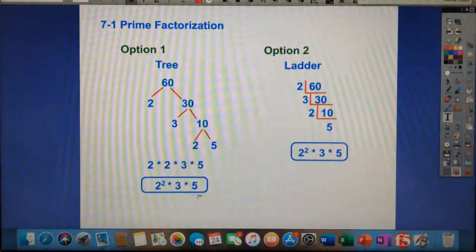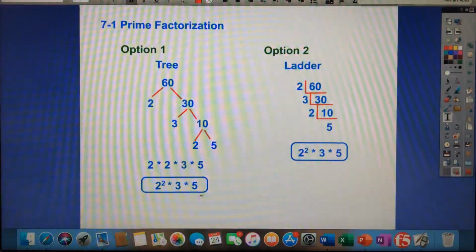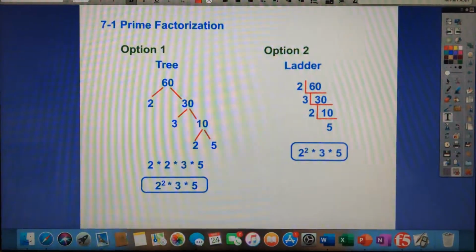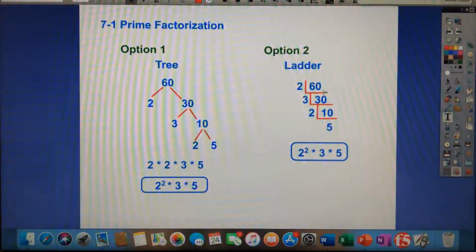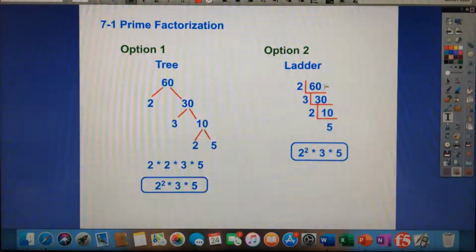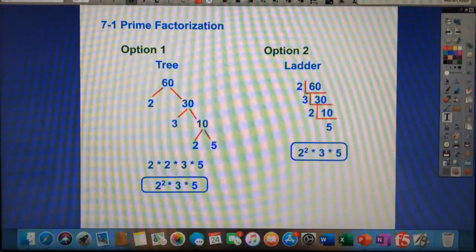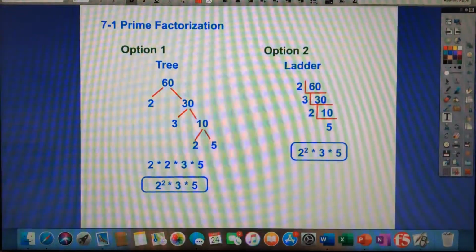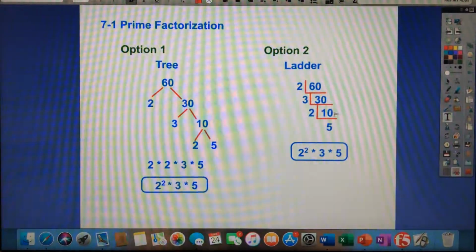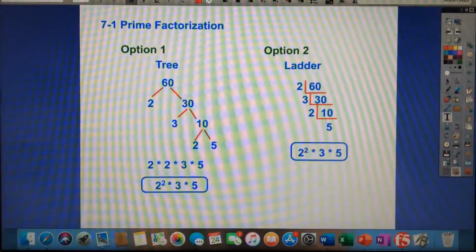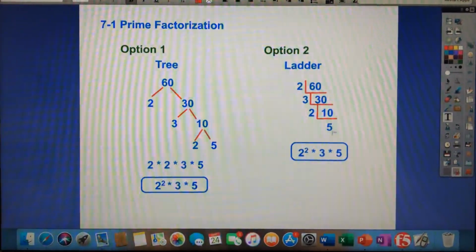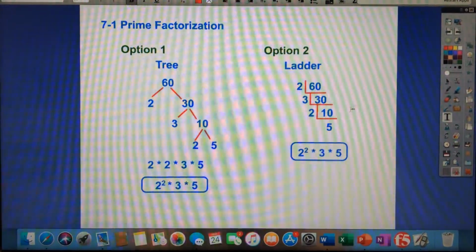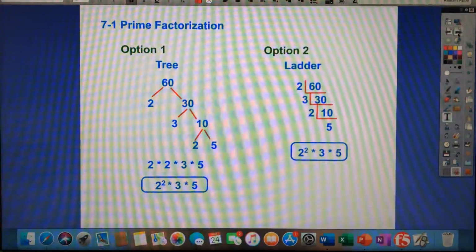If you make this calculation, you'll get 60. Option 2 is the ladder. I like this one. It's a little cleaner. It's a little bit easier to use. You take the number 60, you draw the box around it. Pick a prime number that goes into 60. 2 goes in 30 times. Prime number. 3 goes in 10 times. 2 goes in 5. I have all prime numbers left, and I get the exact same string. 2 squared times 3 times 5 equals 60.